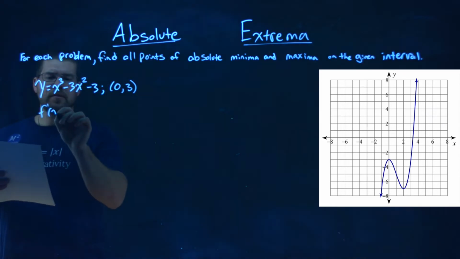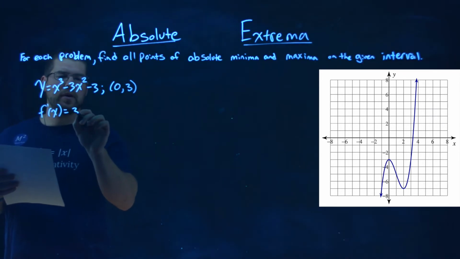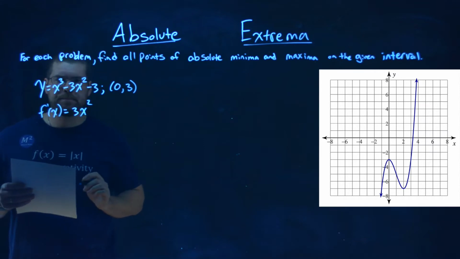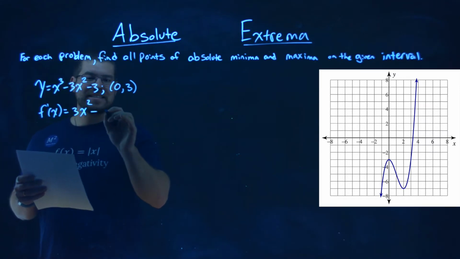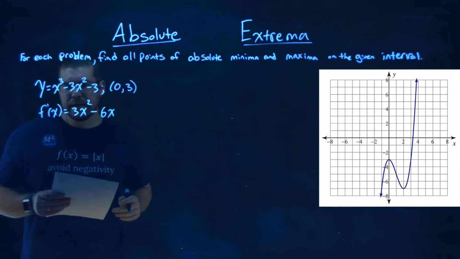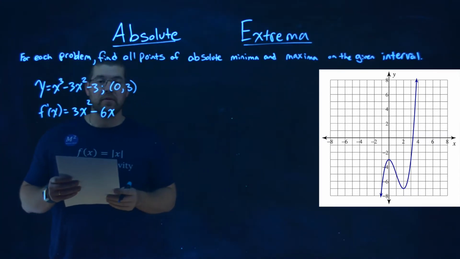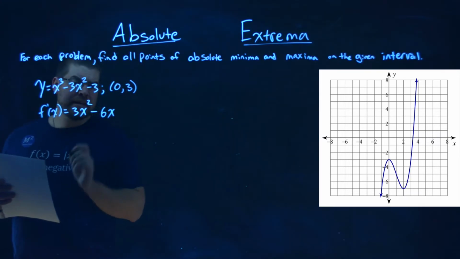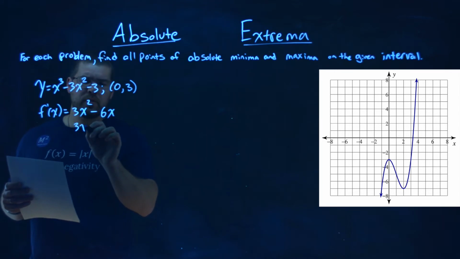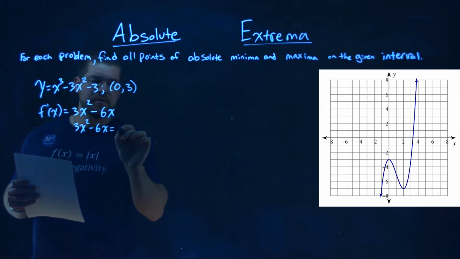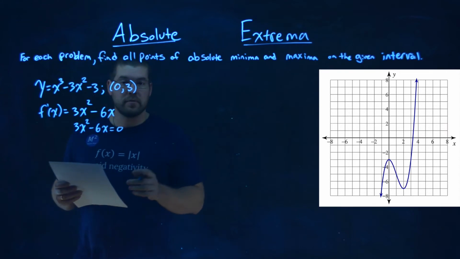f prime of x here is equal to, power rule, 3 comes down, x squared, minus 2 times 3 is the 6, x to the first power, and the derivative of negative 3 is a 0. We take this derivative and we set it equal to 0. 3x squared minus 6x equals 0, and we're solving for x here.